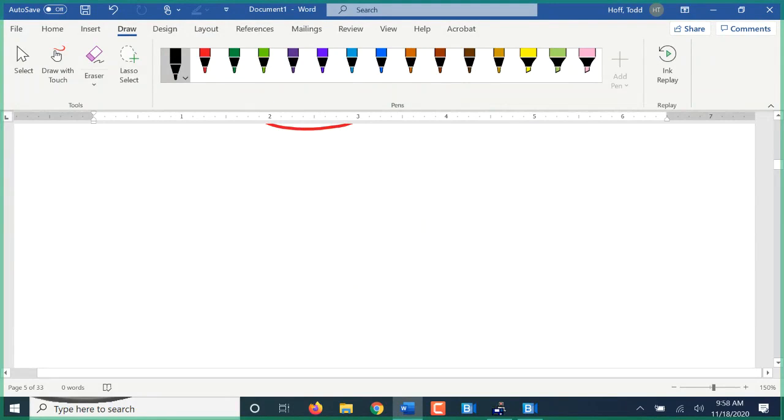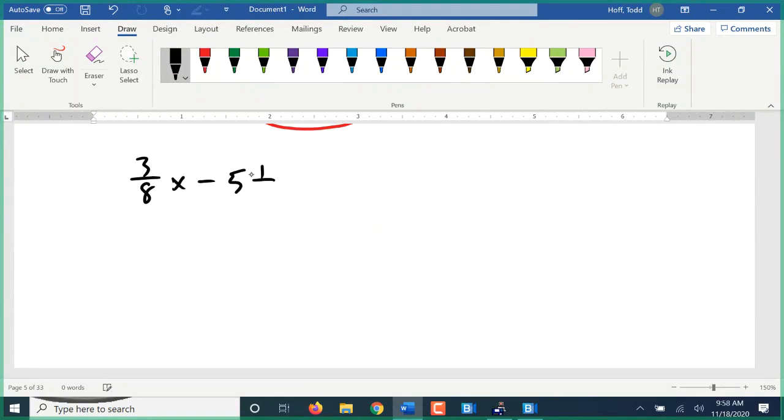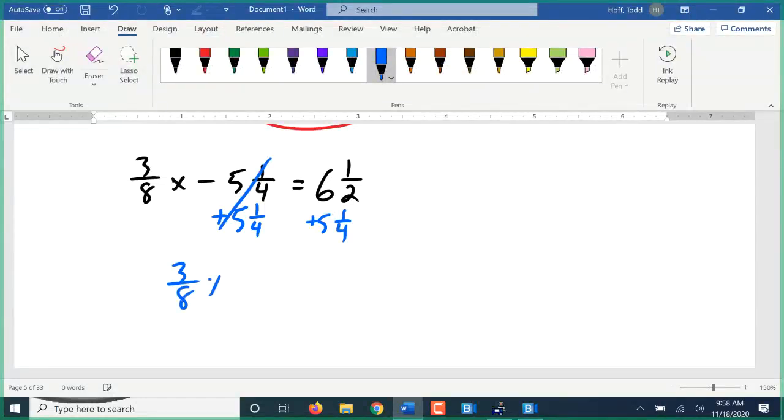Now these problems can get difficult in other ways. We can run into things like 3/8 x minus 5 1/4 equals 6 1/2. To solve this is just like solving any other equation, only we have to deal with the fractions. We have to add 5 1/4 to both sides to make that go away. That leaves us with 3/8 x.